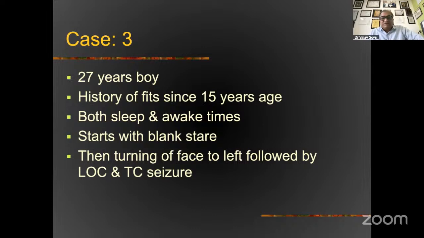And you must ask this, where the head is turning from. Ask the parent to put the hand on the shoulder. They'll say he's turning his face to the right, but when you ask him, he'll put this hand on the shoulder. That will tell you whether it's a right-sided seizure or left-sided seizure.